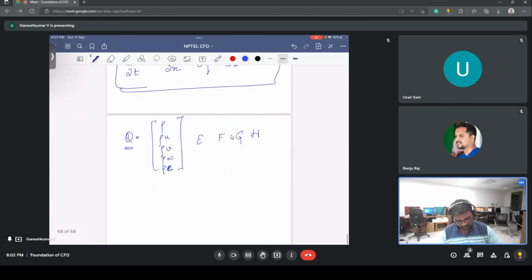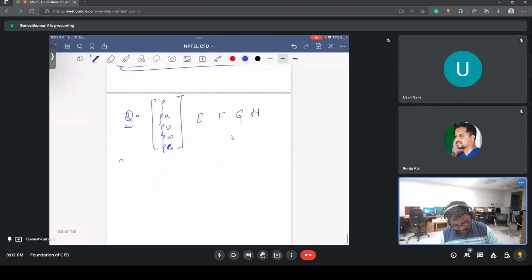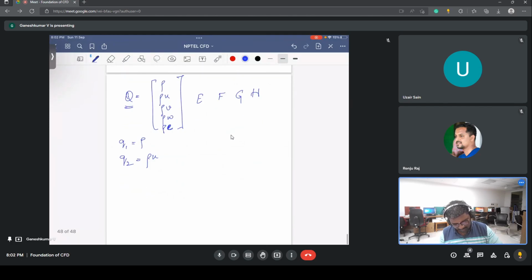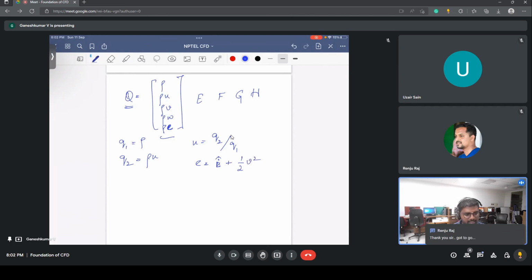Once they find the q, q1 is rho and q2 is rho u, right? So if you want u, they will write q2 by q1 to get the u back. Similarly they will write all these. The energy is actually internal energy, let's write it as I energy plus half v square, right? Okay. Yes, sure, Raj.